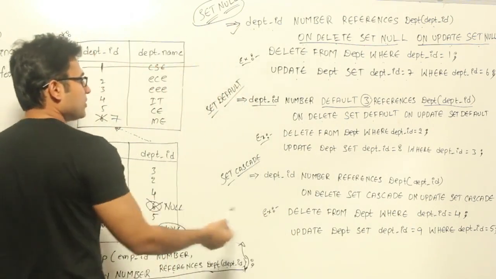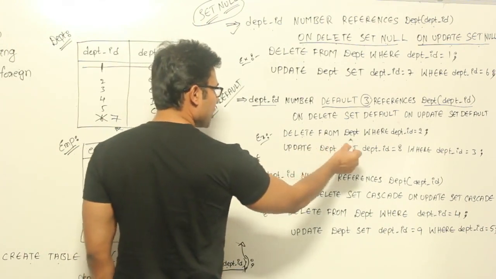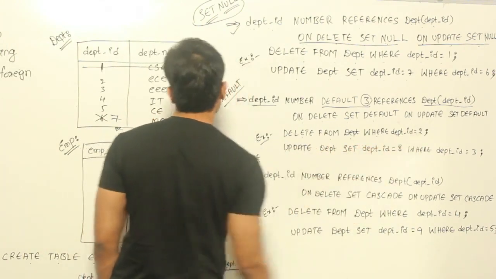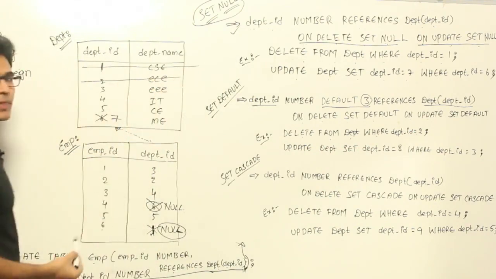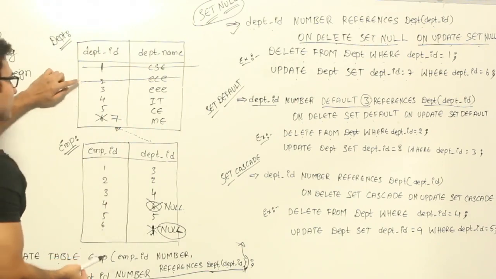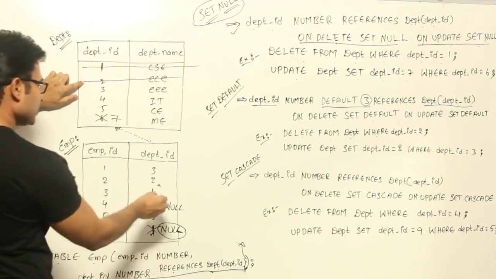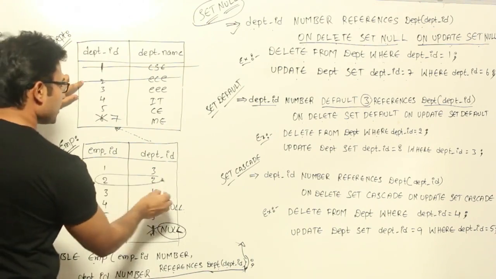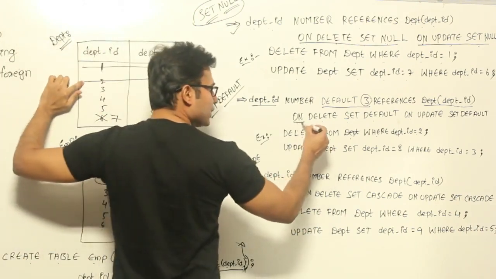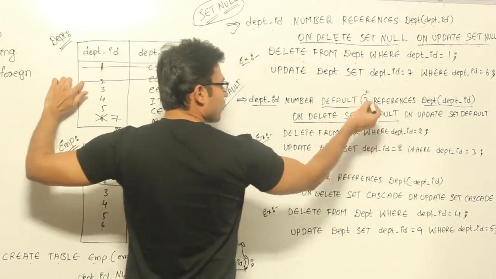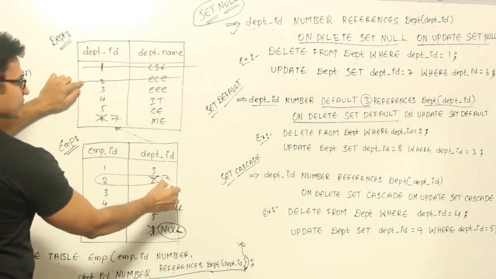Now assume that on this table this statement is executed: delete from department where department ID equal to 2, which means from here you are going to delete this particular row. Now who will get affected? All the employees who are present in department number 2, which means this particular row is going to get affected. Now how are you going to deal with that? Here you have mentioned that on delete set default, right? And what is the default here? 3. Therefore you are going to write here as 3.